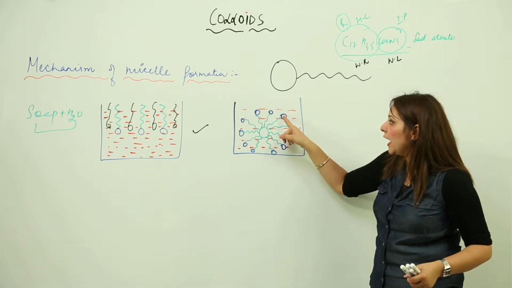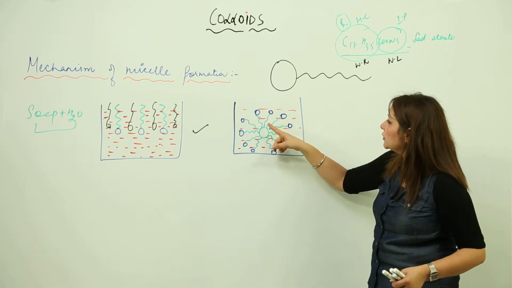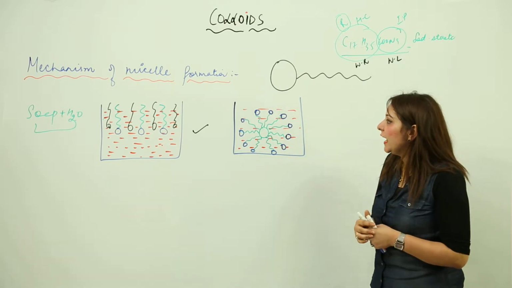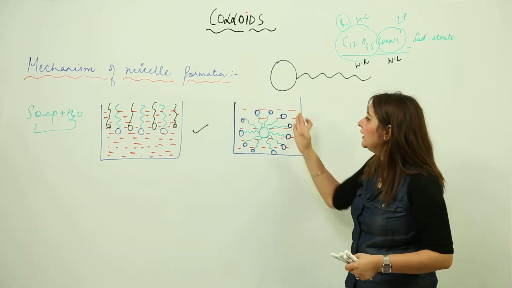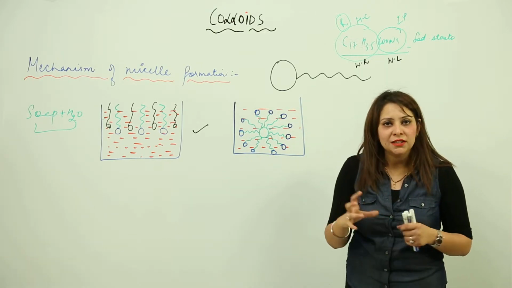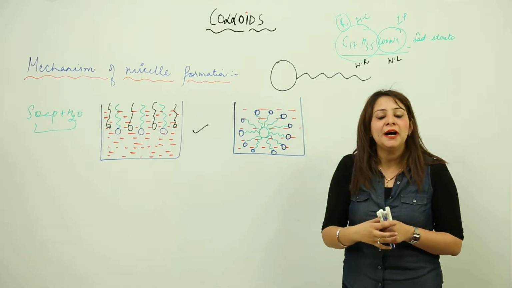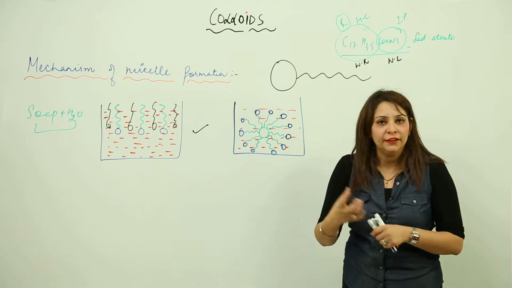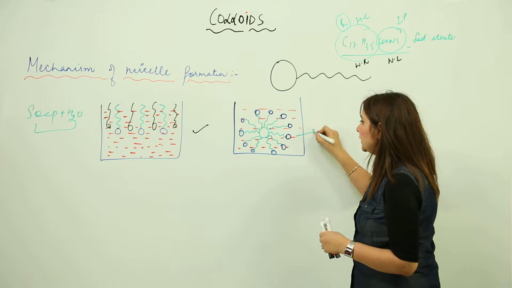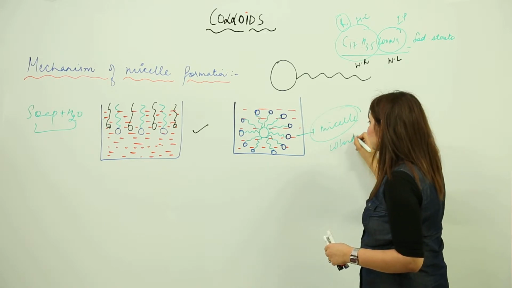That is, the ionic part is towards the water and the hydrocarbon chain, which is water repelling, is facing toward each other. So the ionic part is trying to shield the hydrophobic part from the effect of water, because they are repelling each other, right? This kind of formation is called a micelle, and here it now behaves as a colloid.